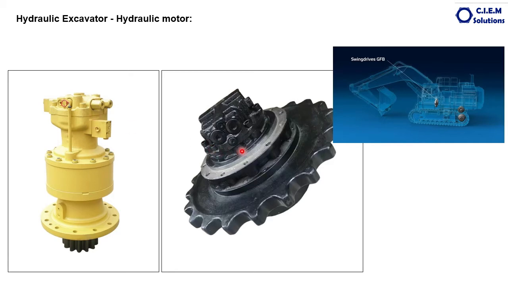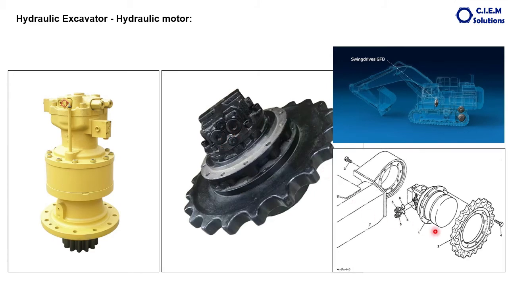For information, the construction or design of the swing motor and the travel motors are identical, except for some changes in the external housing for the piping connections. This is the exploded view of the travel device. This is the base frame. This complete unit is a travel device comprising this motor and these reduction gears, and the sprocket wheel is mounted over this housing. The sprockets are meshed with the track like this.